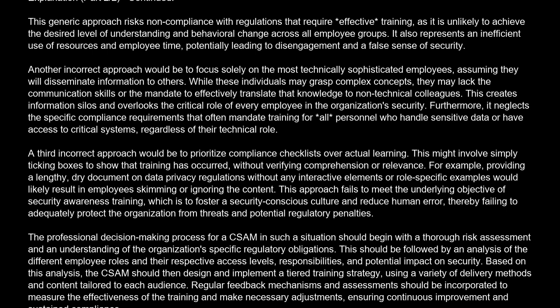The professional decision-making process for a CSAM in such a situation should begin with a thorough risk assessment and an understanding of the organization's specific regulatory obligations. This should be followed by an analysis of the different employee roles and their respective access levels, responsibilities, and potential impact on security. Based on this analysis, the CSAM should then design and implement a tiered training strategy, using a variety of delivery methods and content tailored to each audience. Regular feedback mechanisms and assessments should be incorporated to measure the effectiveness of the training and make necessary adjustments, ensuring continuous improvement and sustained compliance.